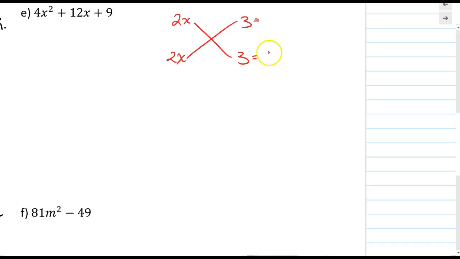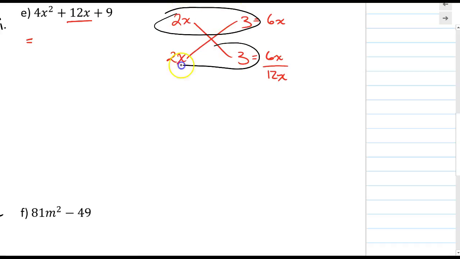So 2 times 3 is 6x. 2 times 3, 6x. When we add those together, we get 12x, and that's our middle term. So now I've got this factored. Now, you might be saying, well, those are actually the same thing. So some people will go ahead and write it like this as two separate binomials. But that is not the simplest way to write it.